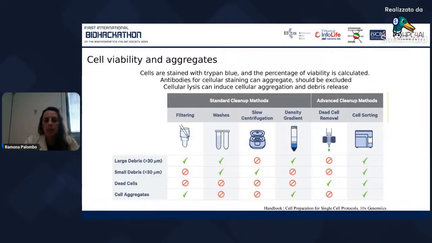Among the cleanup methods, I prefer cell sorting because it can also remove dead cells, but at the same time I can choose a specific subpopulation in the tissue or in the cell mixture that I used. In fact, I will show you an example of this, but with cell sorting, I can isolate specific subpopulations of cells.